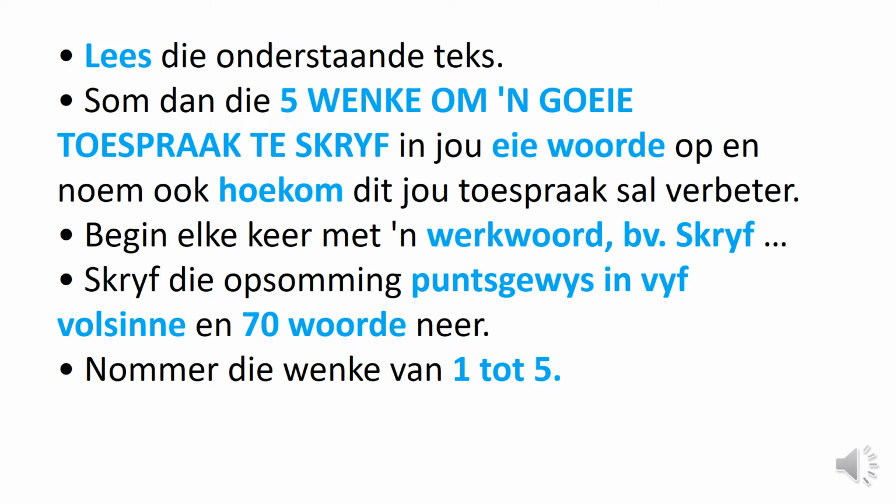Nommer die wenke 1 tot 5. Okay, so even though it says puntsgewys just means under one another, not in a paragraph. You have to number it. So you can't use bullets as we did here. You have to number it number 1 to 5. So if you didn't do this, you lose a mark. And you can't afford to lose that mark. It says you have to number it. Sometimes it says you have to use bullet points. Then you use bullet points. For now, it says number 1 to 5.